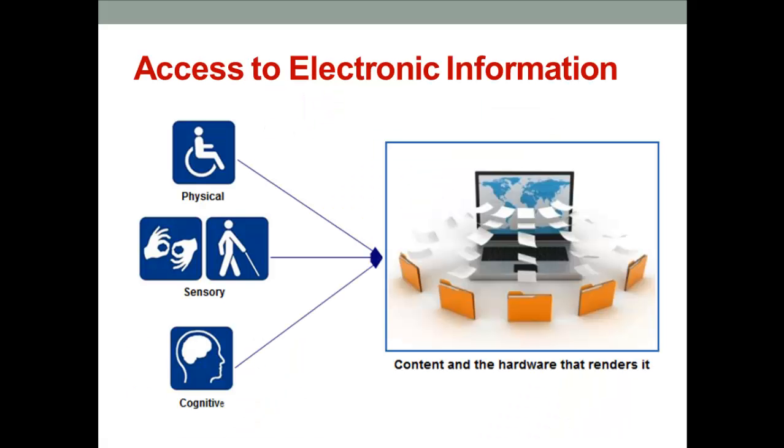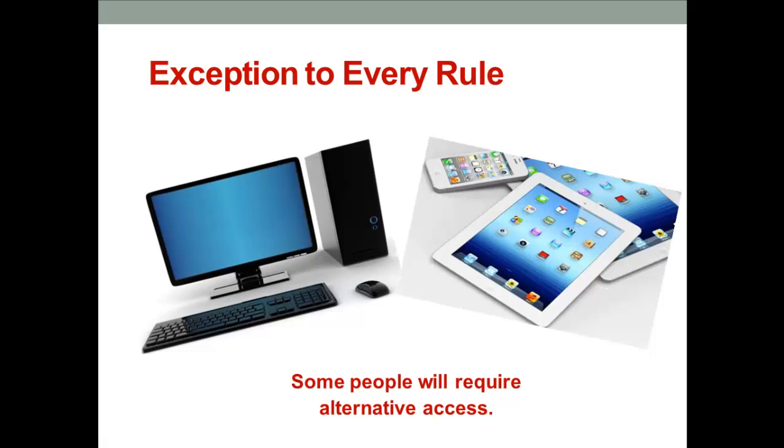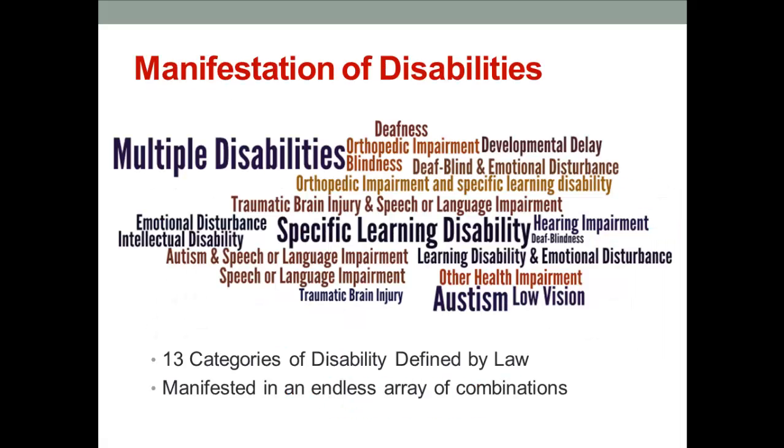When you think about access to electronic content, you need to consider physical, sensory, and cognitive access to both the content and to the hardware that renders that content. For example, a standard computer will have a screen, a keyboard, and mouse, but not everyone is able to use all of those components. A person with a physical and/or visual disability may not be able to use a mouse and may have to access content by only using a keyboard. The same can be said for touch technologies. Not everyone is able to use touch gestures. Alternative means of access need to be available to people who have different needs.